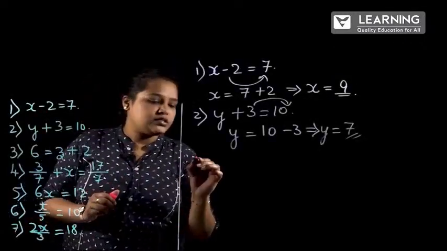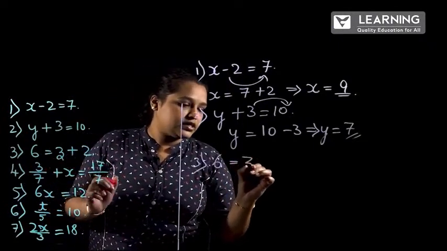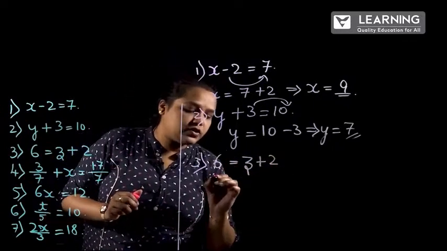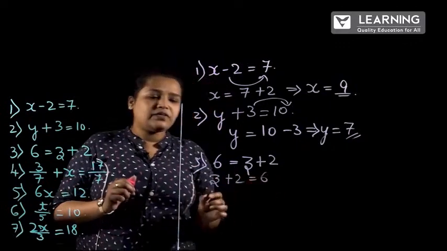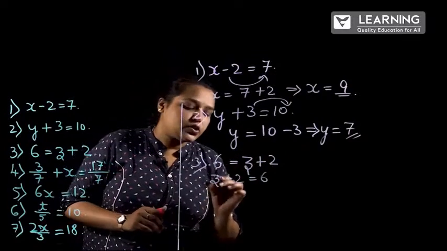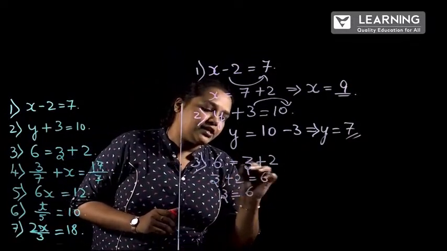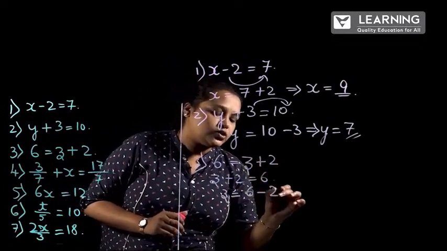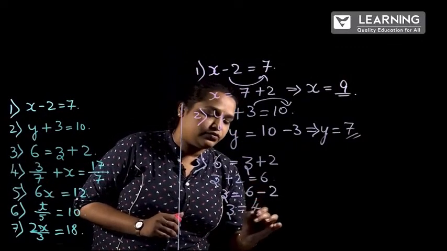And the third question goes like this. 6 equals z plus 2. We can also write z plus 2 is equal to 6. We have just interchanged LHS into RHS and RHS into LHS, that's all. So now the value of z will be equal to 6 plus 2. Again, when it shifts to RHS, it will become minus 2. So the value of z will be 6 minus 2, which is 4.